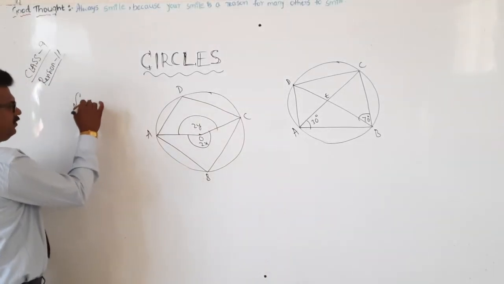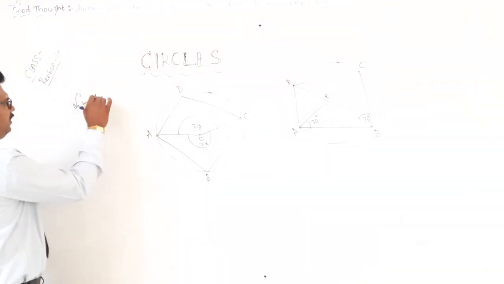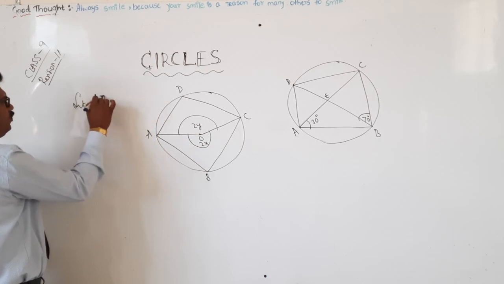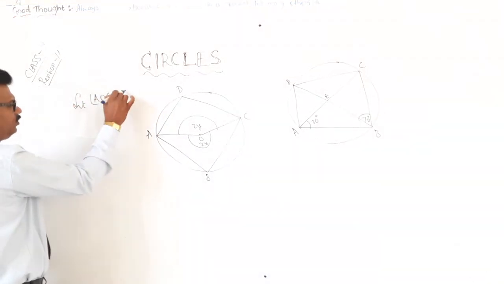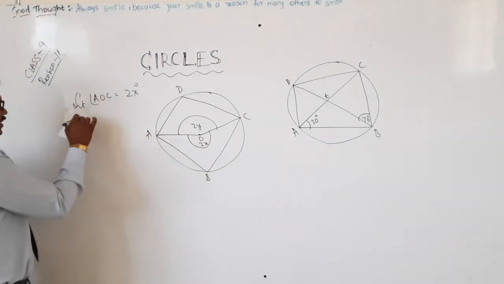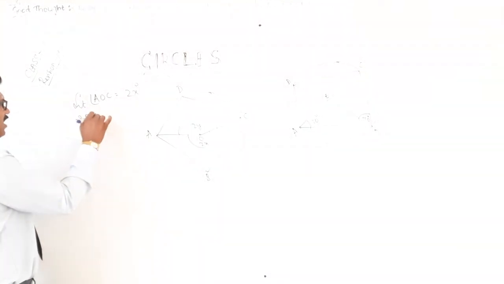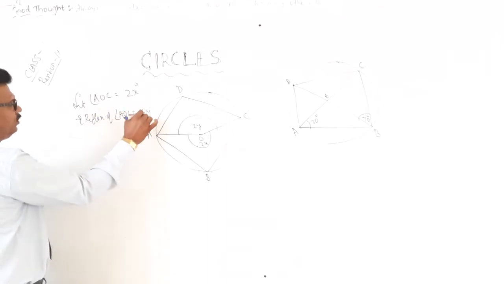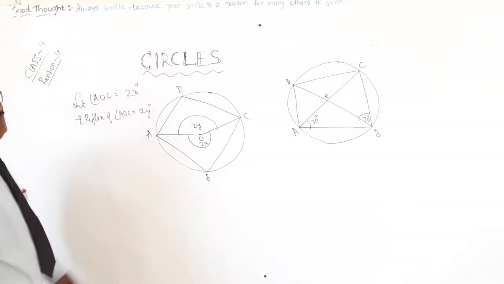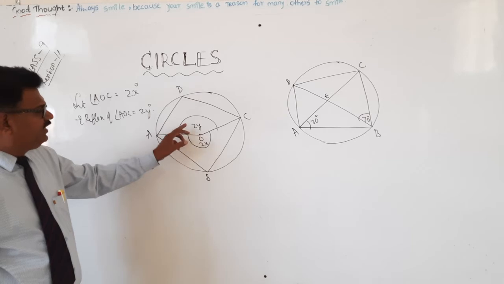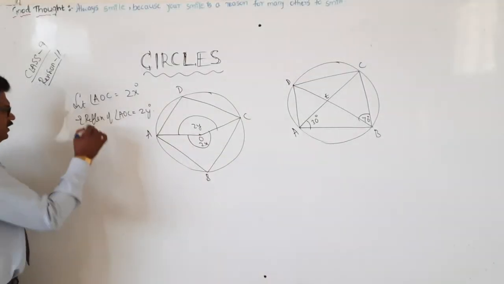Now first, let angle AOC be equal to 2x degrees and reflex of AOC be equal to 2y degrees. Whatever may be their degrees here, there is no problem at all. But what about the sum of these two angles? Yes, 360. Very good.